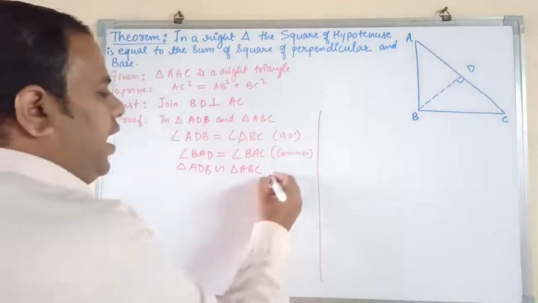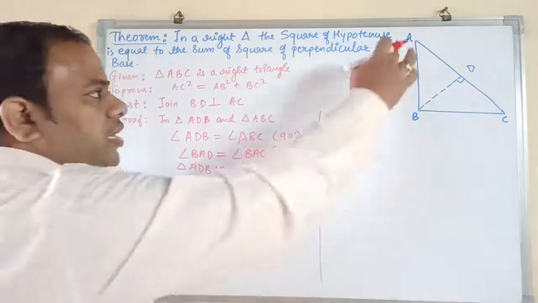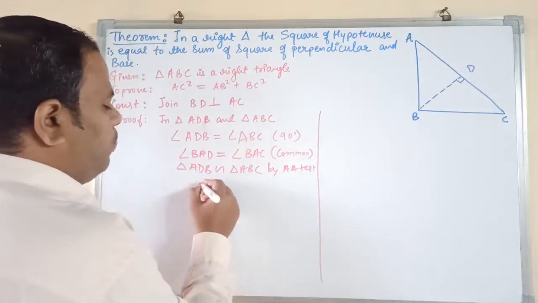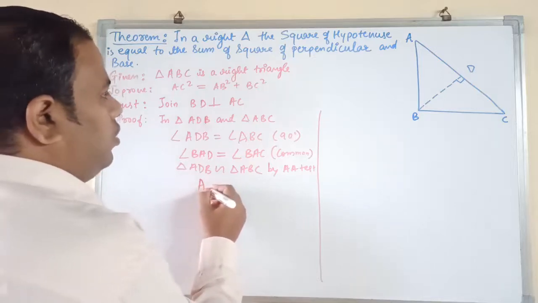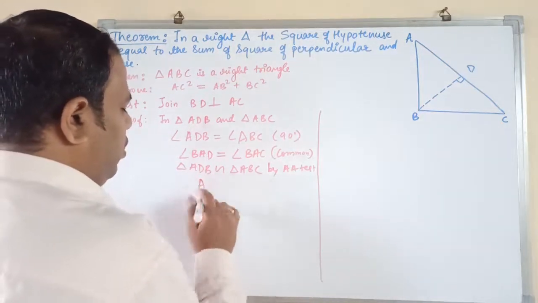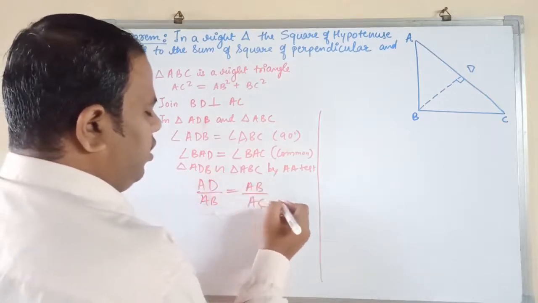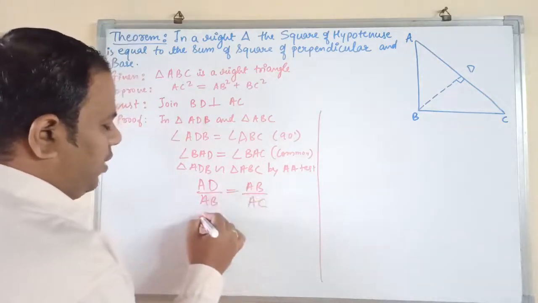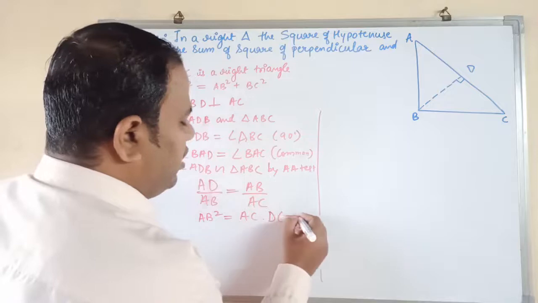Yes, by AA test, angle test, they are similar. So the bigger triangle and the upper triangle are similar. So we can write that their sides are in proportion. So AD upon AB is equal to AB upon AC. So we can write it like this. So ultimately you can see here we have to cross multiply, so it will be AB square is equal to AC multiplied by DC. This is equation 1.